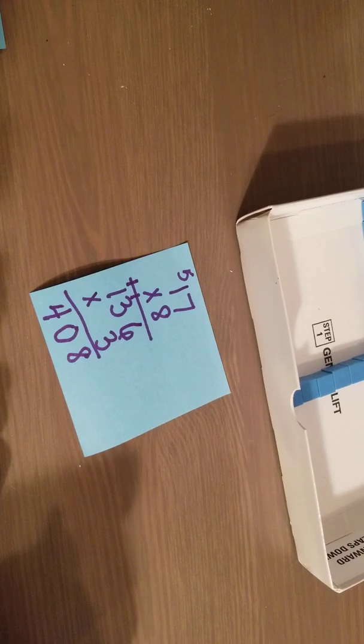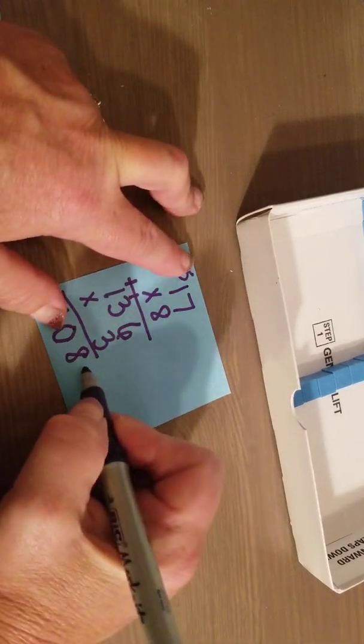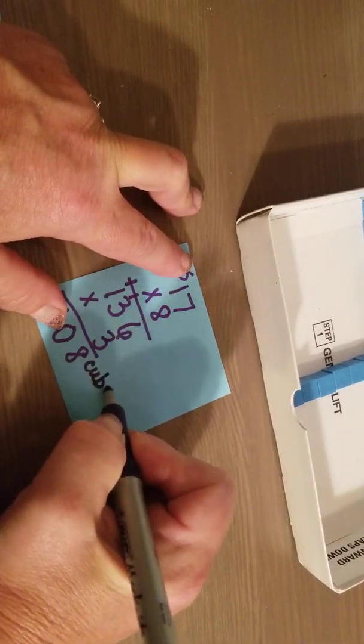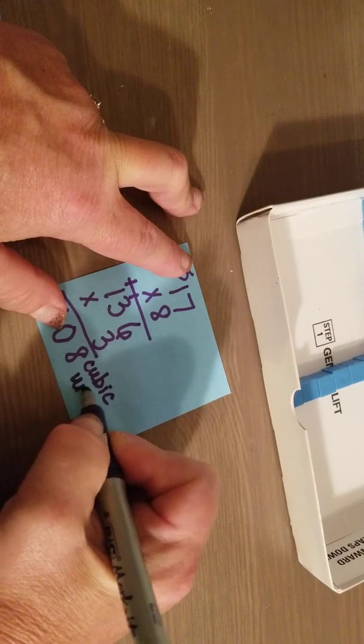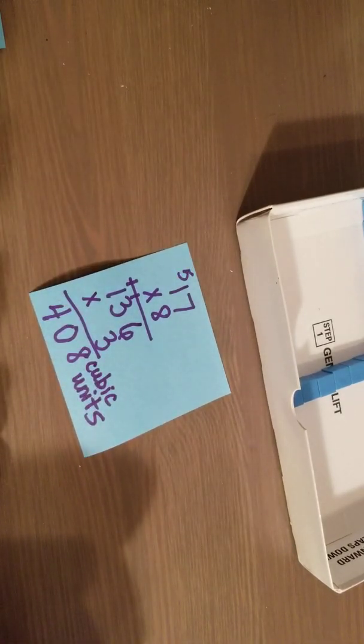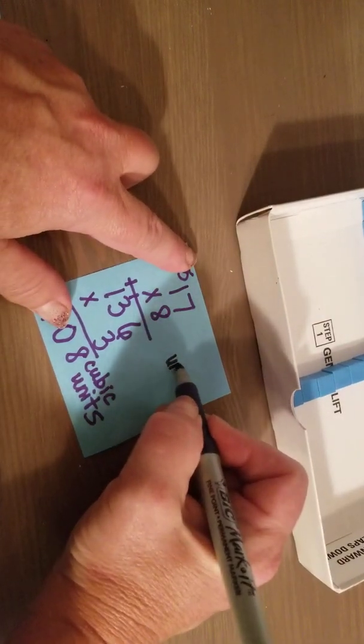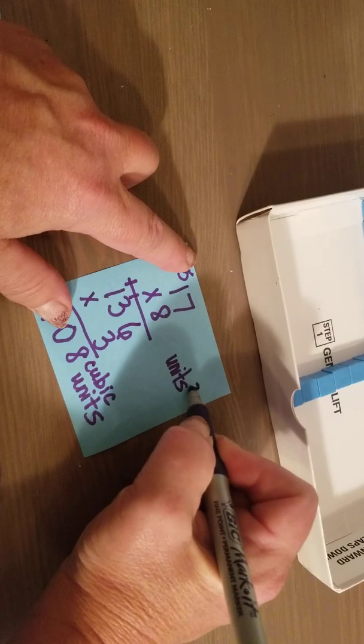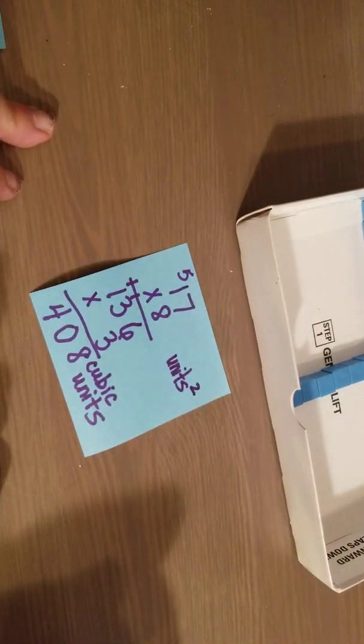Now how are we going to label that? Since we used cubes, we're going to label it in what we call cubic units. Okay, and you might see that abbreviated like units cubed. So it might look like that, which means the same thing.